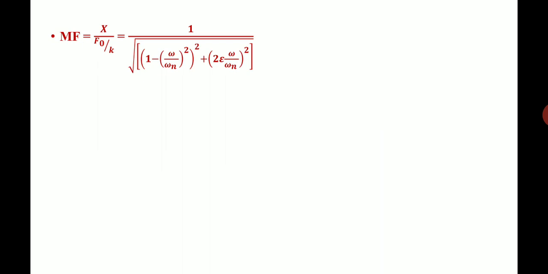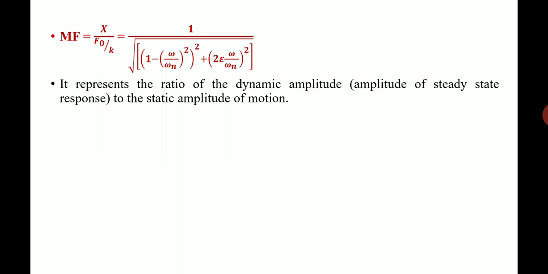That is x divided by F0 by k. F0 by k is the static deflection. We know that force divided by stiffness gives the displacement. So magnification factor can be defined as a ratio of dynamic amplitude to static amplitude of motion. Dynamic amplitude means the amplitude of steady state response. Static amplitude means the amplitude caused by the static deflection, that is F0 divided by k. That term is called static deflection. So x by F0 by k will give you the magnification factor.